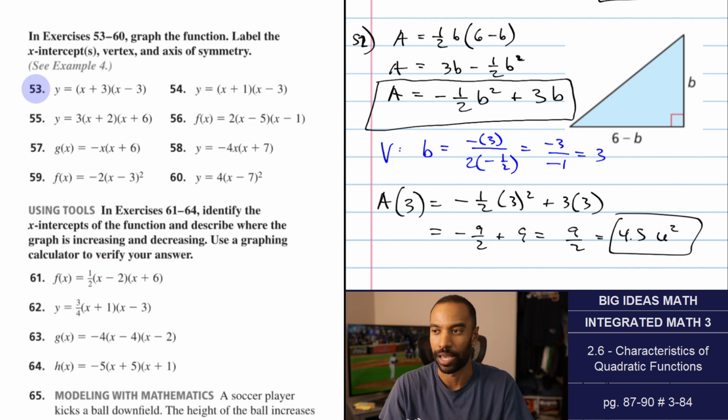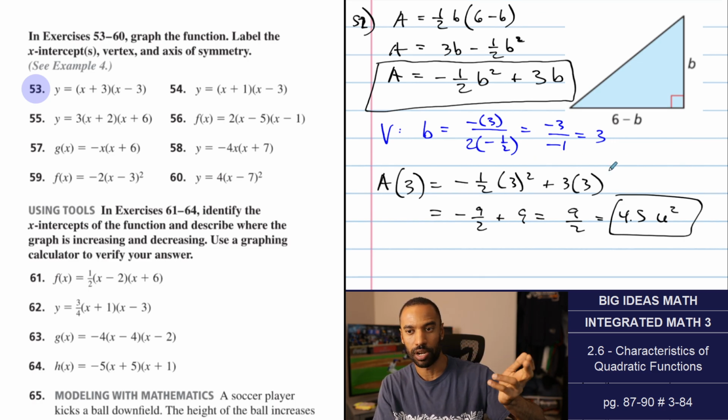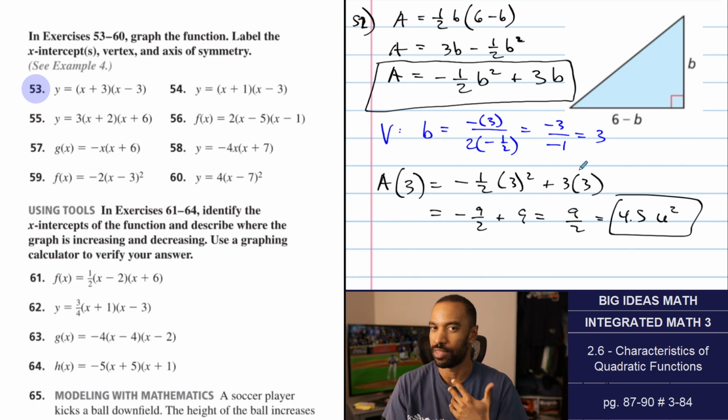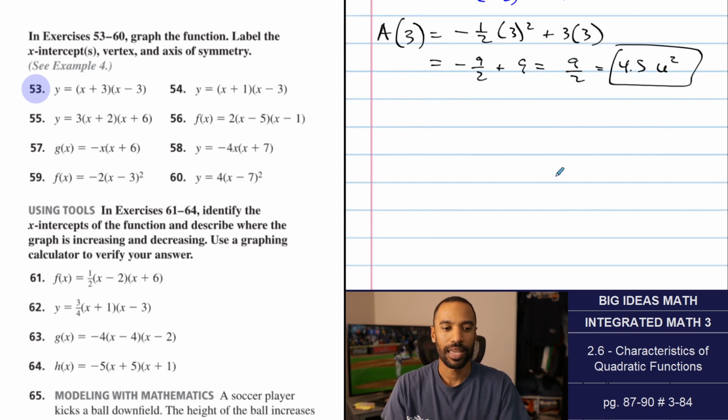And in these cases for area, that can still be done, especially when you can express one portion of your thing, like the length or the height, in terms of the other parameter, like the width or the base, respectively. All right, in exercises 53 to 60, we have to graph the function. So more graphing to be had.